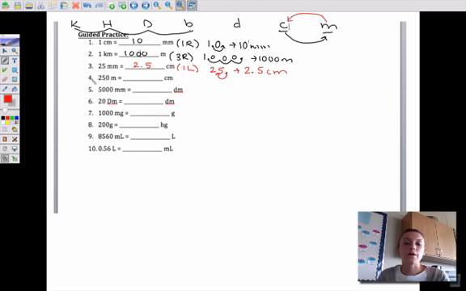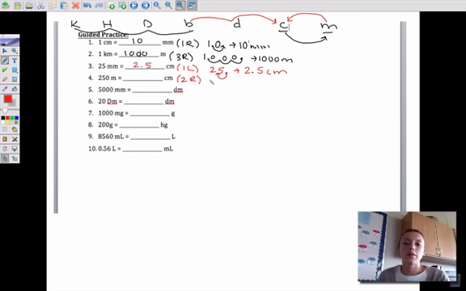For number 4, I start with 250 meters. I need to convert it to centimeters. So I'm going from my base unit to my centi prefix. So I'm going to go from base unit over 1 spot, over 2 spots to centi. So I moved over 2 spots to the right to go from my base unit of meter to centimeters.